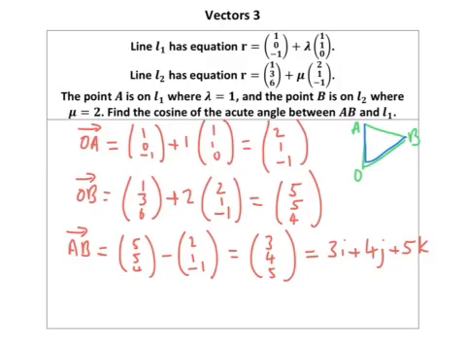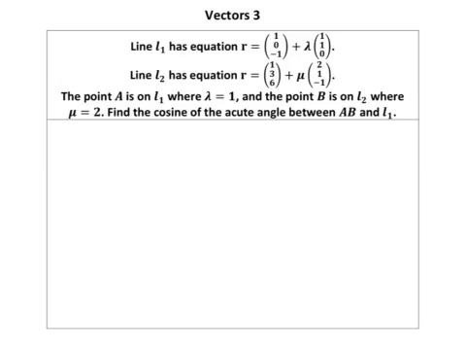Alright, happy with that. Now, it then says find the cosine of the acute angle between AB and L1. Right, okay, so now I'm just going to remind myself that AB is 3i plus 4j plus 5k, and d1, because it means L1, is 1i plus 1j plus, in theory, 0k. Alright, so there we go.